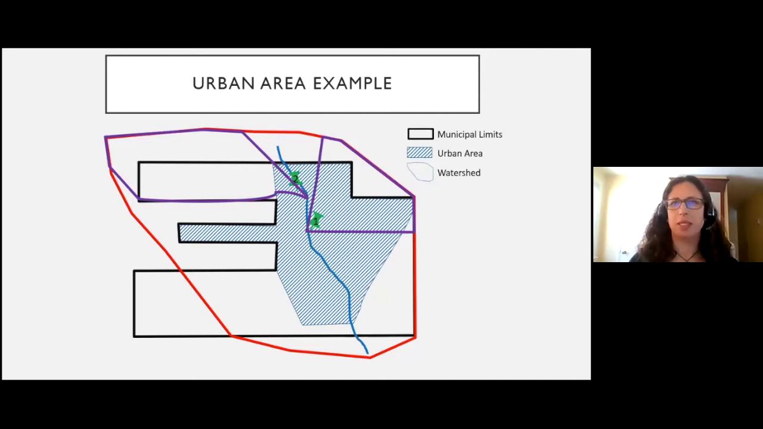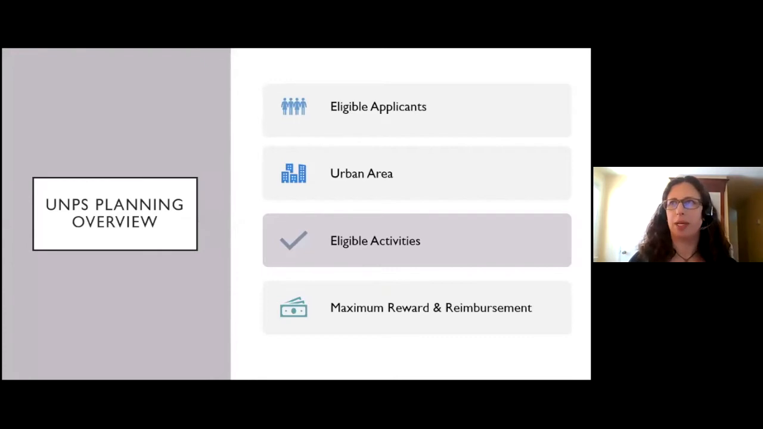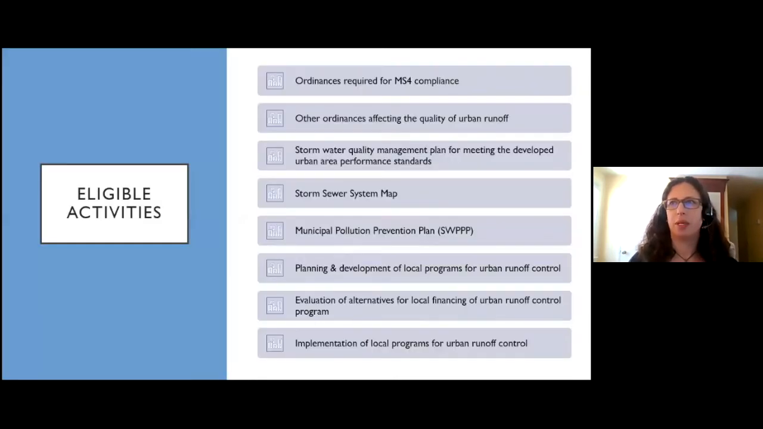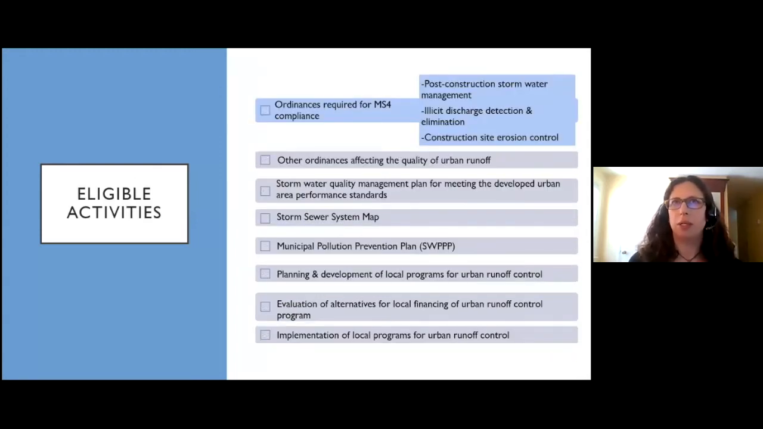All right. So now I'm going to talk about eligible activities. Here's a list of the eligible planning activities and the deliverables associated with them, and we'll go over them in detail. The first category includes the ordinances that are required for compliance with MS4 WPDES permits. So this is post-construction stormwater management, illicit discharge detection and elimination, and construction site erosion control.